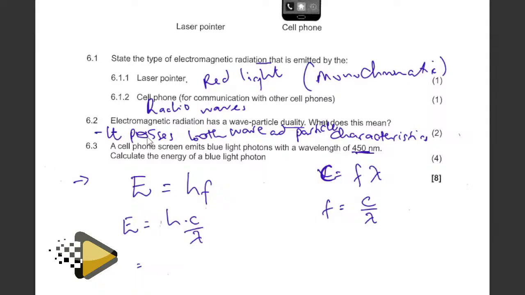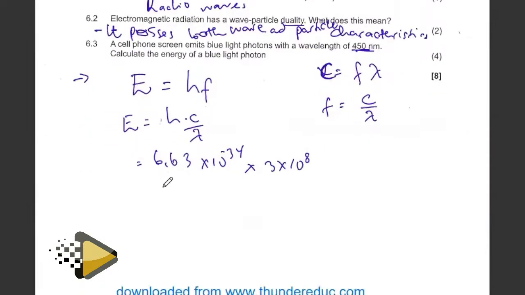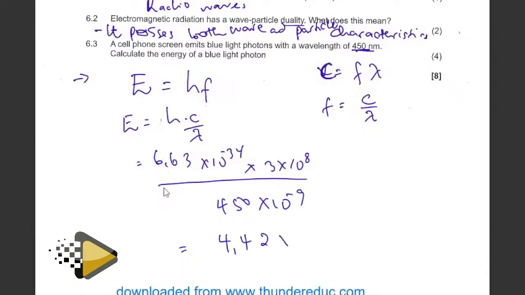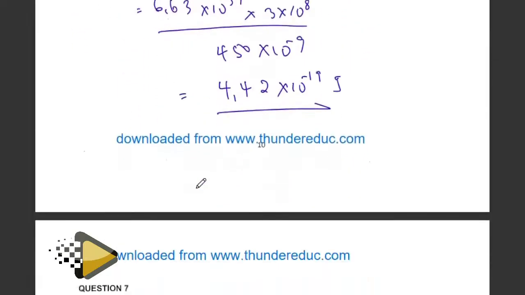H is 6.63 times 10 to the negative 34. The speed of light is obviously 3 times 10 to the 8, from the formula page or the information page. Then we are dividing this by lambda, the wavelength, which is 450 times 10 to the negative 9. When I punch this into the calculator, I'm getting 4.42 times 10 to the negative 19 joules. That is question number 6.